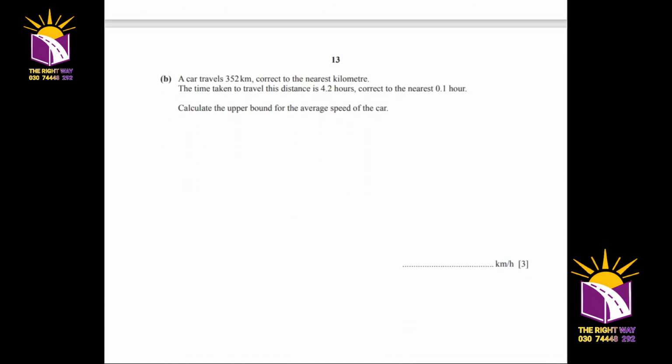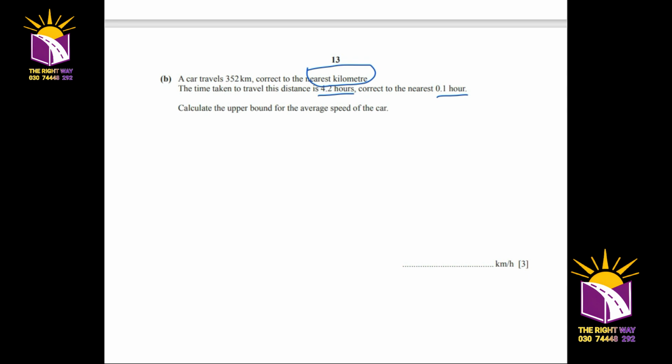Part B. A car travels 352 kilometers, correct to the nearest kilometer. The time taken to travel the distance is 4.2 hours, correct to the nearest 0.1 hour. Calculate the upper bound for the average speed of the car.